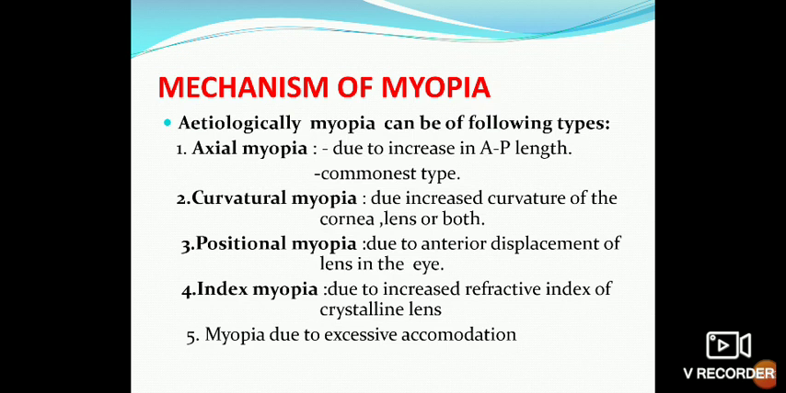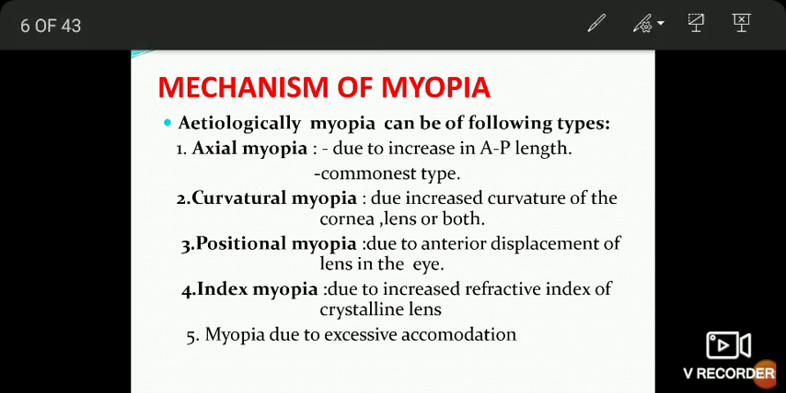When changes occur in the anterior chamber depth, the total effective power of the eye changes. Okay, when the anterior chamber depth decreases, total power will increase. When the anterior chamber depth increases, total power will decrease. So positional myopia occurs when there is increased convergence power of the eye, when the cornea and the lens are placed close to each other. That is when the anterior chamber depth either decreases or when there is anterior displacement of the lens.